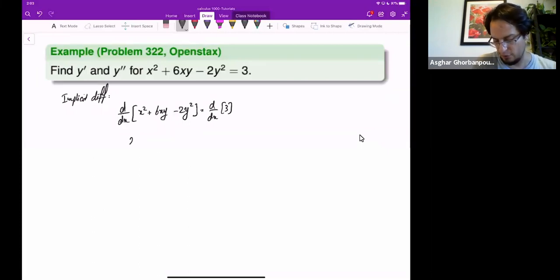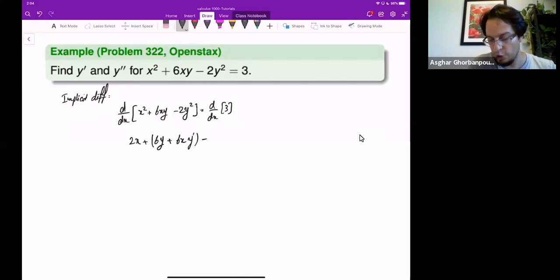Derivative of x squared is 2x. Derivative of 6xy, this is the product rule. Derivative of 6x is 6 times the second one, plus the first one, 6x times the derivative of y. While you're doing implicit differentiation, wherever you get to the derivative of y, you just write y prime. We will need it in the next step.